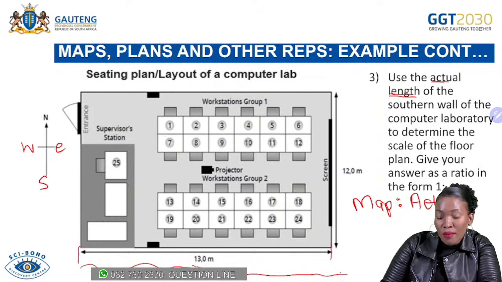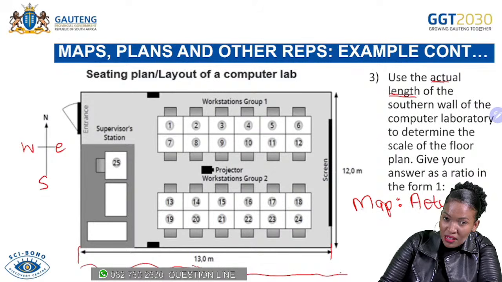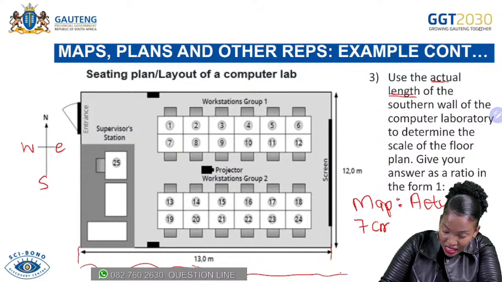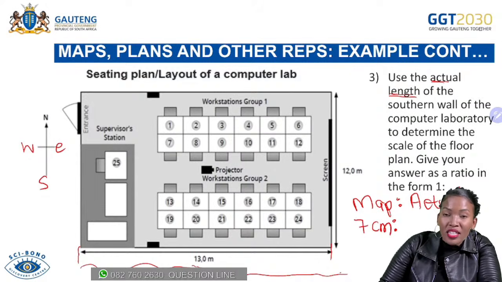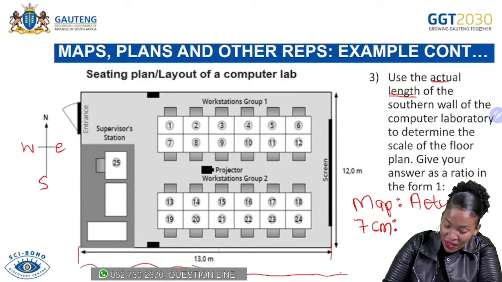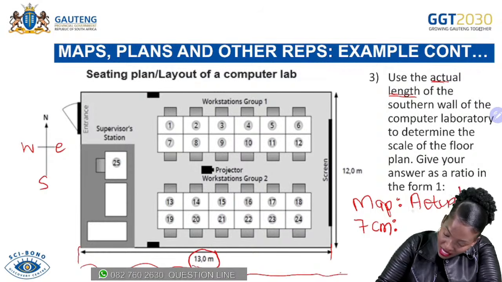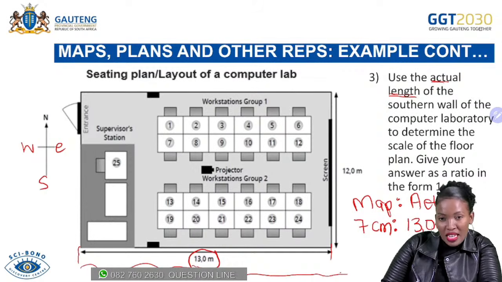When I measure with my ruler, I'm not sure about you guys that side, but I'm getting 7 centimeters. So the measurement on paper there is 7 centimeters. That is the distance on the map or the distance on paper. So the actual distance for this classroom is 13.0 meters long.